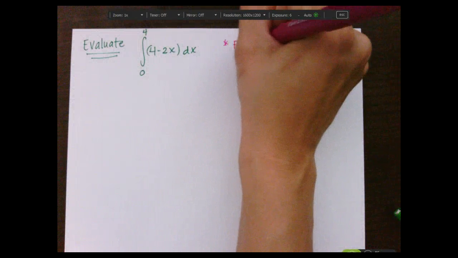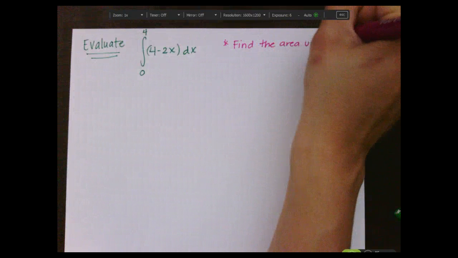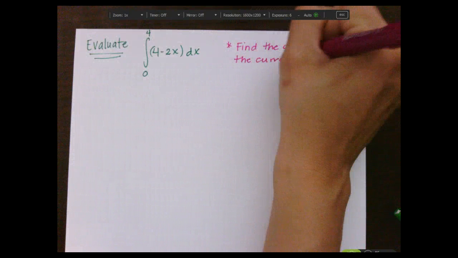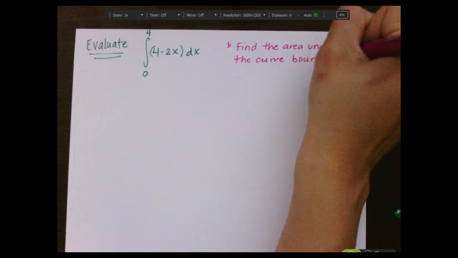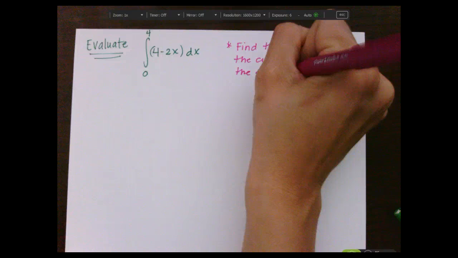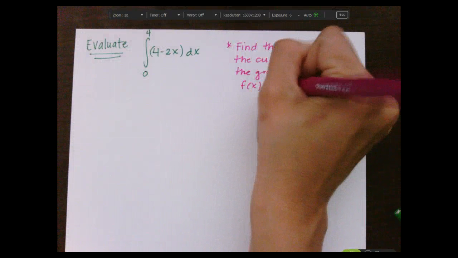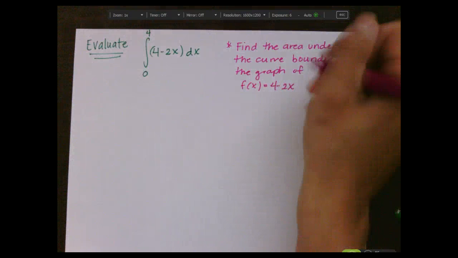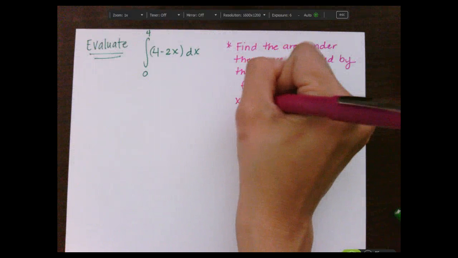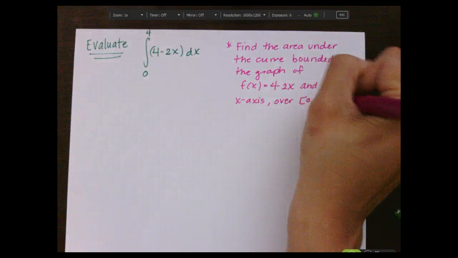We're trying to find the area under the curve, which is bounded by the graph of f of x, which in this example is 4 minus 2x, a line, and the x-axis over the interval 0 to 4.